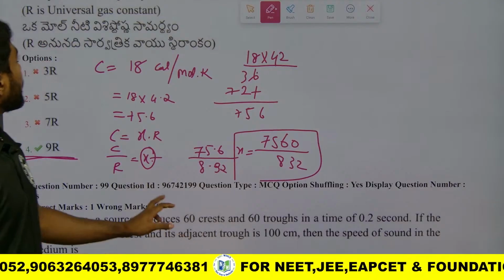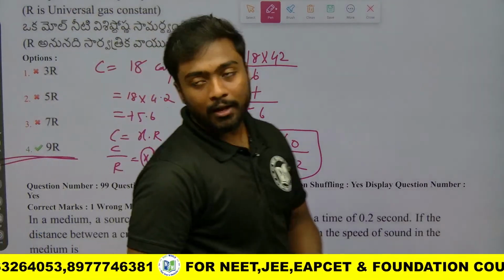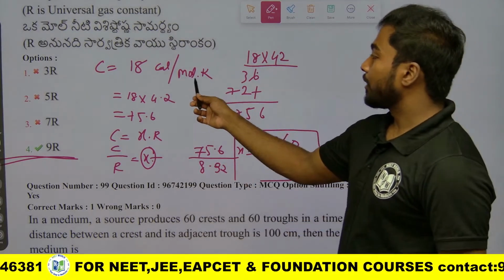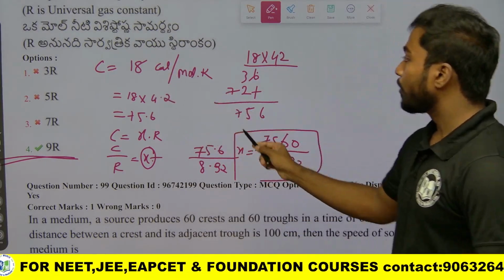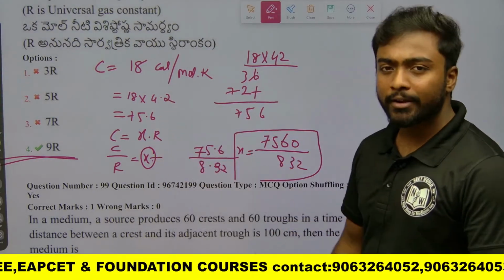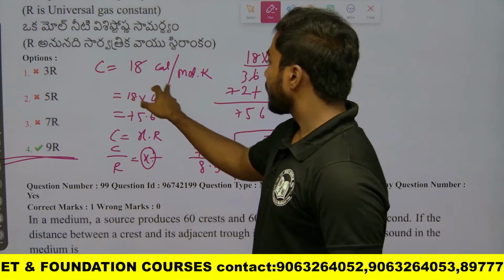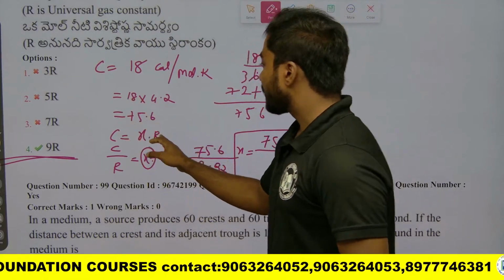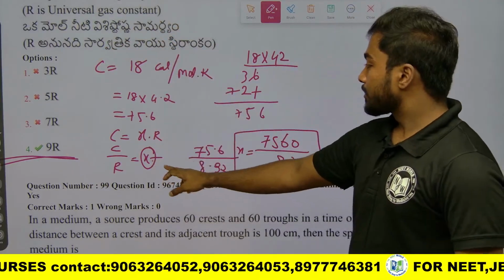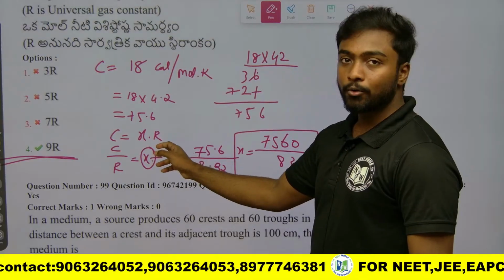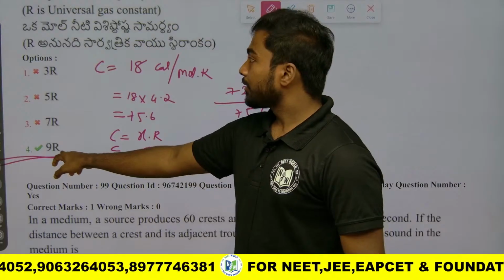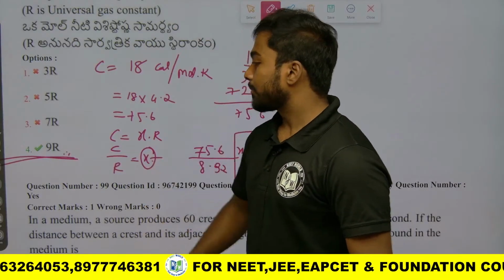So the specific heat capacity of 1 mole of water has been given as 18 calories per mole Kelvin. I need to convert it into joules, so I multiplied by 4.2, approximately 4.18. So 75.6 we will get. In terms of R, like the universal gas constant, they have asked. So C equals X times R. If I divide C by R, I will get the value of the answer in terms of R.